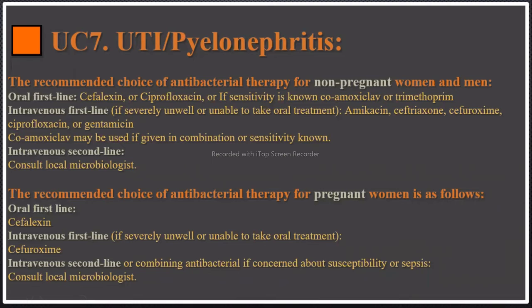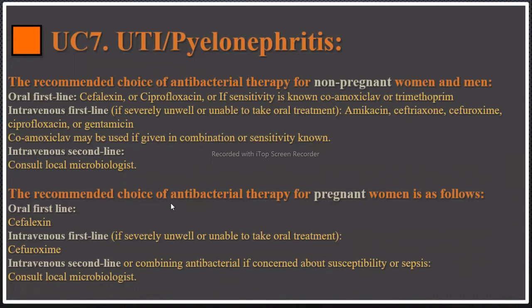So intravenous first line, if severely unwell, or unable to take oral. So if they mention in the scenario the patient has nausea, vomiting, fever, maybe also hypotension, think about intravenous first line. Amikacin, ceftriaxone, cefuroxime, ciprofloxacin, gentamicin, any one of them. Amoxiclav is in combination or sensitivity known. Intravenous second line, consult local microbiologist.